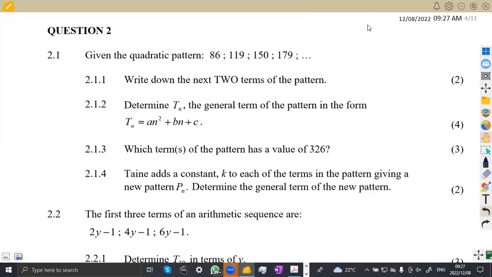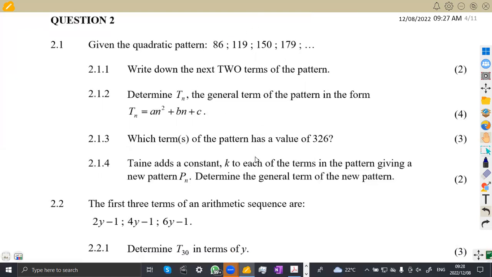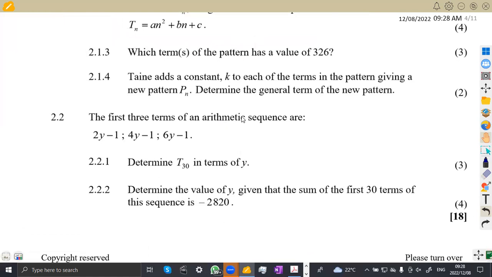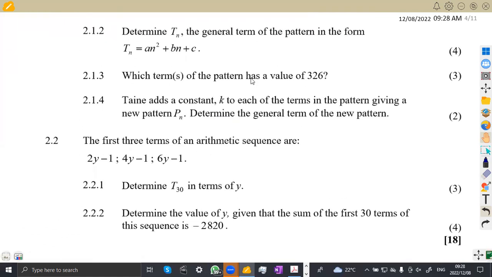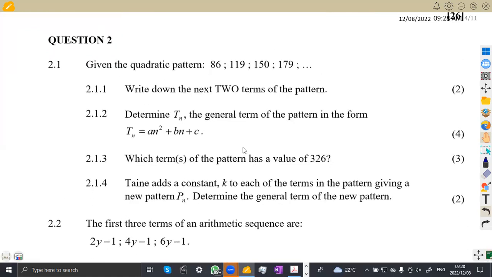All right. We are given the first question, question 2, that we are going to focus on, which has a quadratic number pattern, and we also have an arithmetic sequence here. So it's a nice question to work with, having a total of 18 marks. It was a good question.